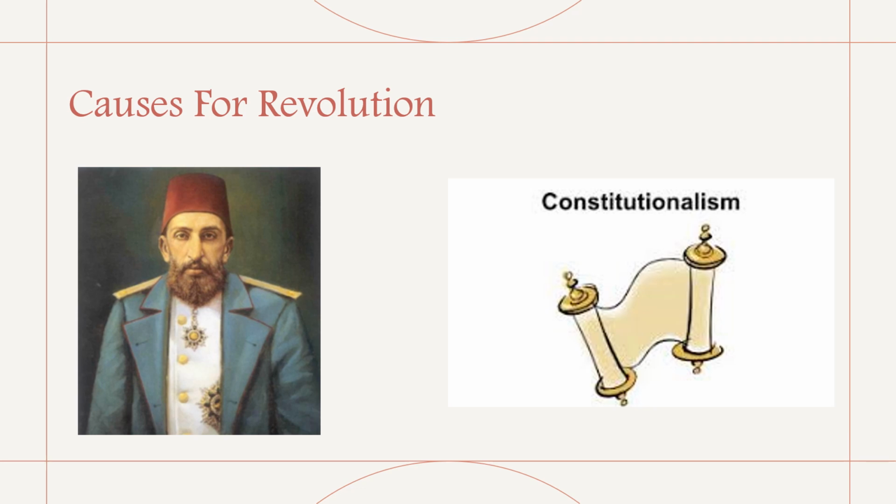Also, like I said, ideas from the Enlightenment began to spread through the empire. And ideas like constitutionalism and liberalism became increasingly popular, and these directly opposed the absolutist conservative policies of Abdul Hamid.